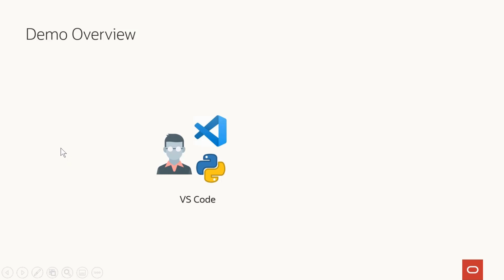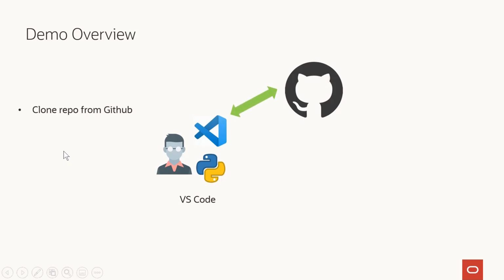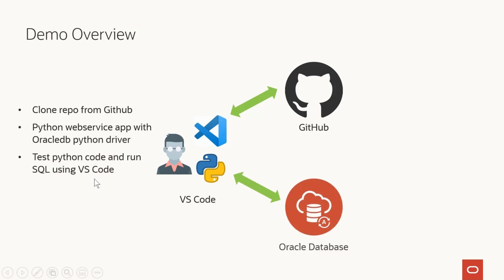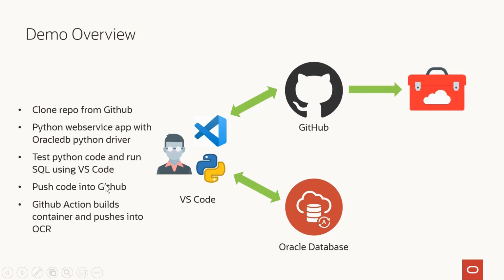Now in this demo, we're going to be cloning some code from a GitHub repository. That code's going to include a Python web service app that uses the Oracle DB Python driver. We'll be testing that Python code and running SQL using Visual Studio Code against the Oracle database, and then we'll push the code into GitHub, which will trigger a GitHub Action that will build a container and push it into the Oracle Container Registry.